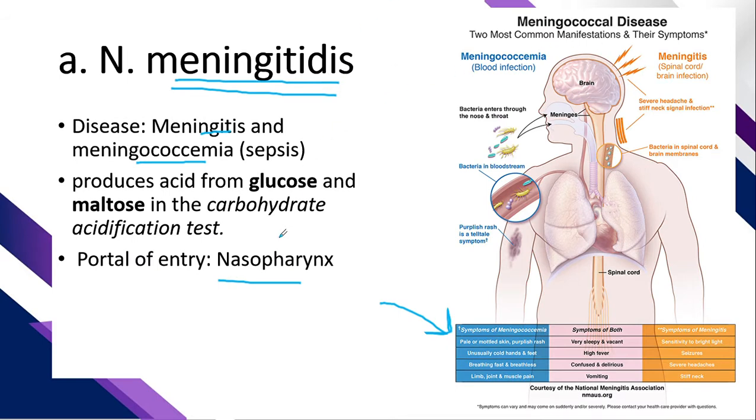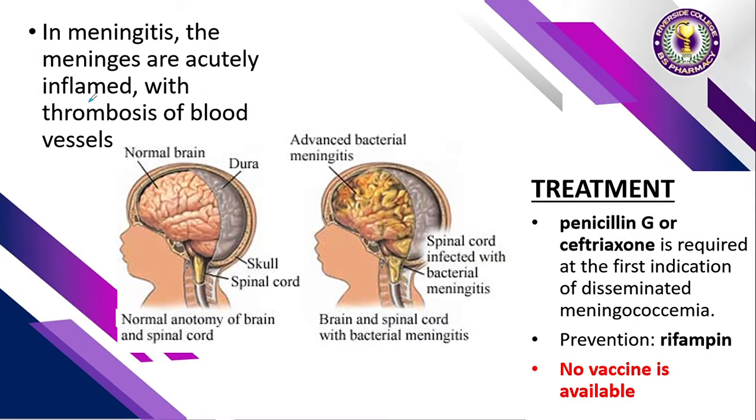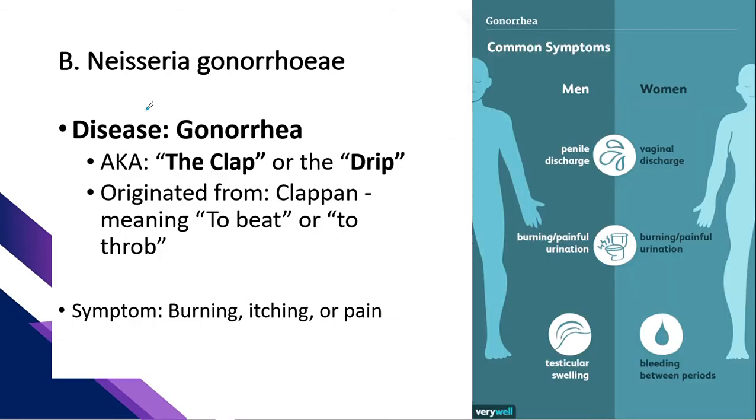Meningitis, itis, guys, meninges, inflammation of the meninges. The meninges are acutely inflamed with thrombosis of blood vessels. This is the normal brain. Advanced bacterial meningitis. Like in your experiment, the patient has meningitis. And the diagnosis for it is the lumbar puncture. CSF is obtained. Treatment is penicillin G or ceftriaxone. At the first indication, prevention of meningitis is rifampicin, and right now there is no vaccine available for neonatal meningitis. Next one, we have gonorrhea.